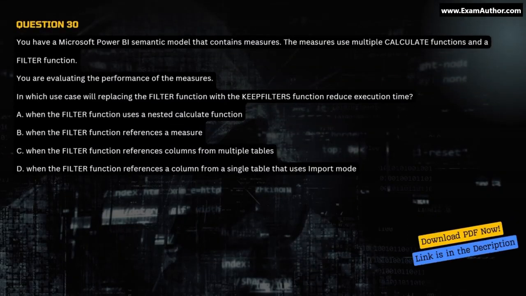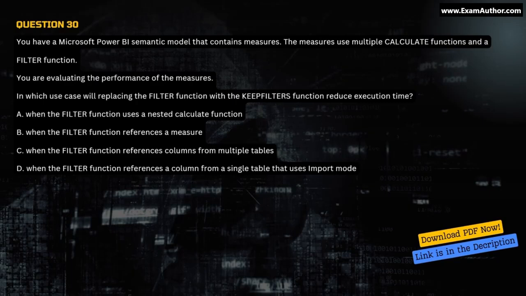Question 30. You have a Microsoft Power BI semantic model that contains measures. The measures use multiple calculate functions and a filter function. You are evaluating the performance of the measures. In which use case will replacing the filter function with the keepFilters function reduce execution time?